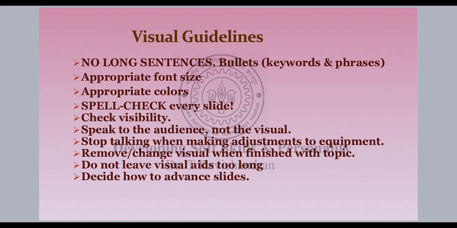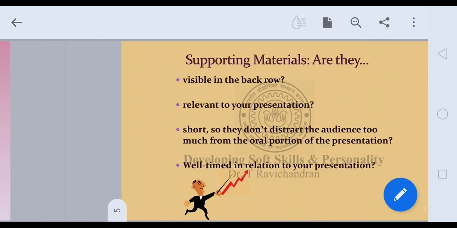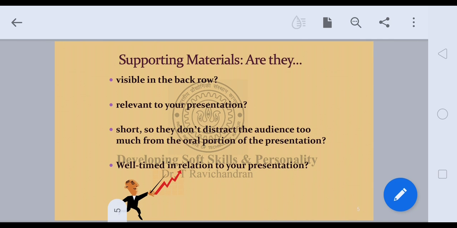Stop talking when making adjustments to equipment. Suppose you are doing any adjustment to your devices, then stop talking. Then remove or change visuals when finished with the topic. Do not leave visual aids up too long, and decide how to advance slides. These are the things considered as supporting material.